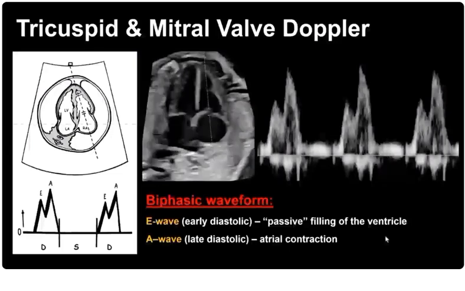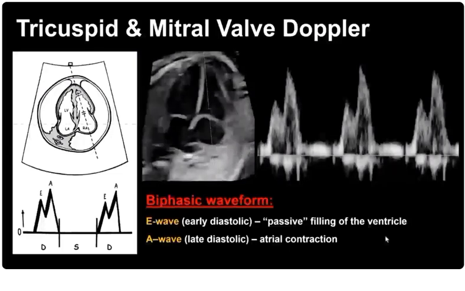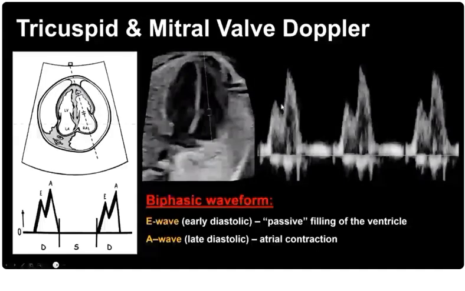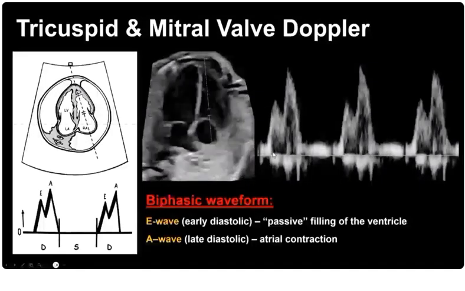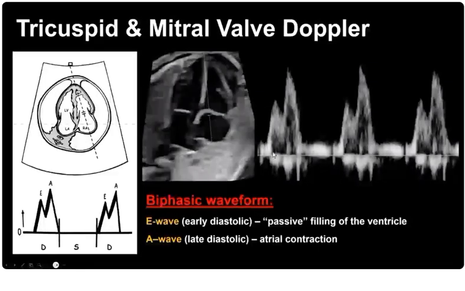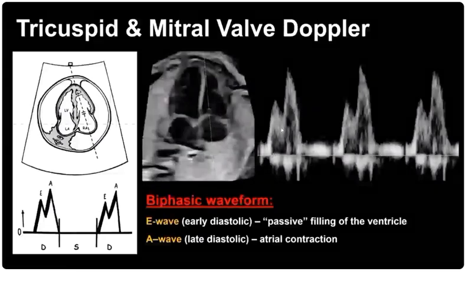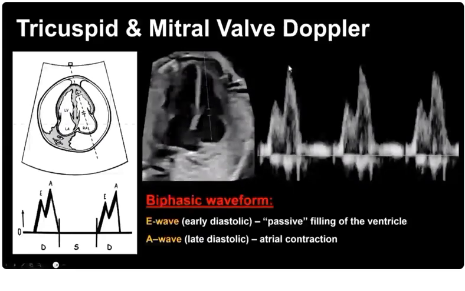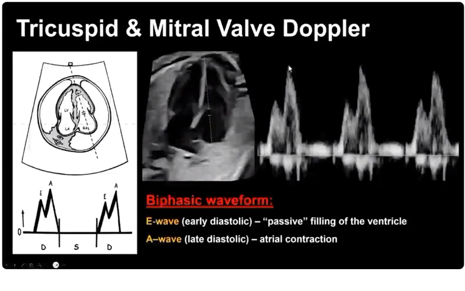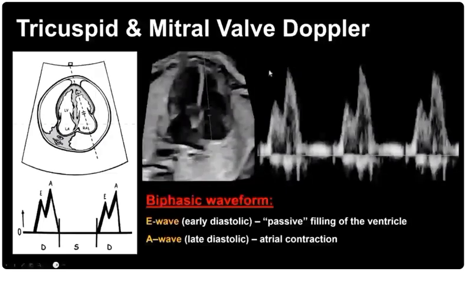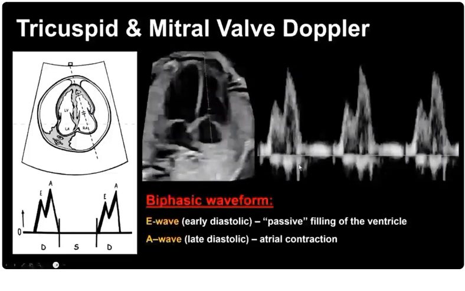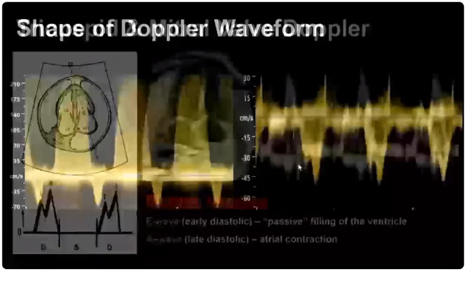And usually those spectrums look biphasic. This peak represents the early diastolic or passive filling of the ventricles during early diastole. And then the A wave represents the atrial contraction. And this is what you usually can see looking at the tricuspid or the mitral valve trace.